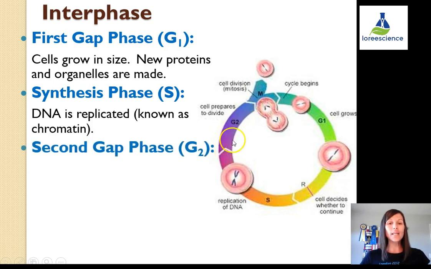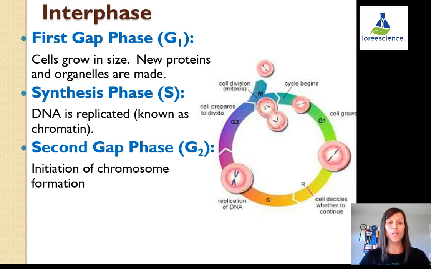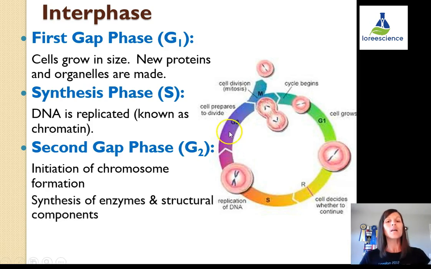The G2 phase is the second gap phase. And what happens here is you have the initiation of chromosome formation. So that chromatin is continuing to condense more and more and more to actually become chromosomes. This is when you have the synthesis or the creation of enzymes that are going to help the process, help speed up chemical reactions, and structural components that are also needed for the actual cell division that will happen later.